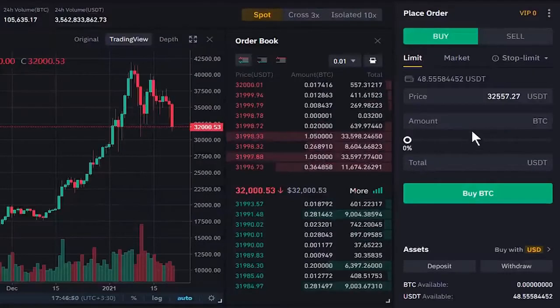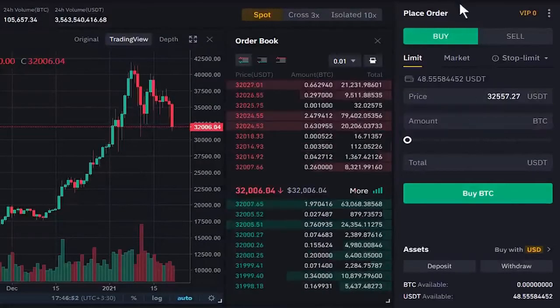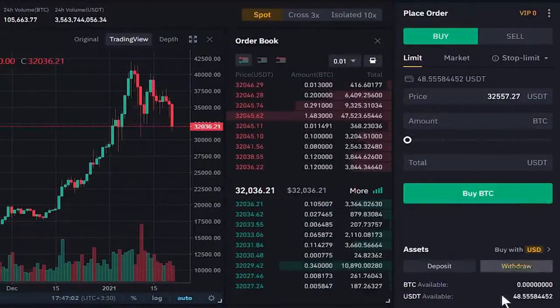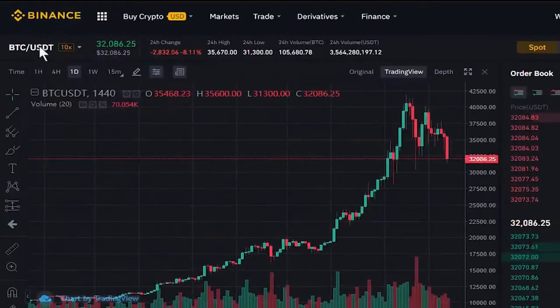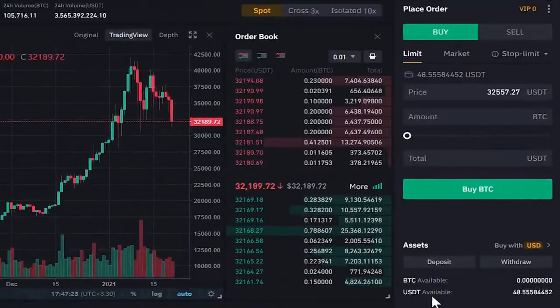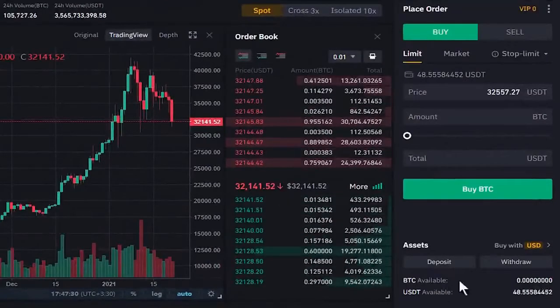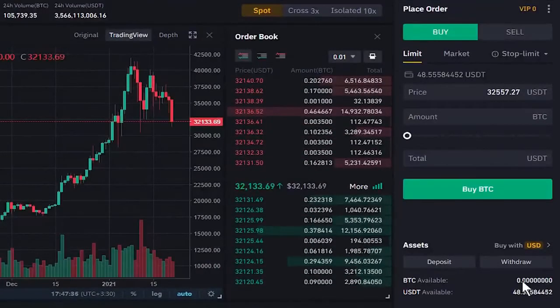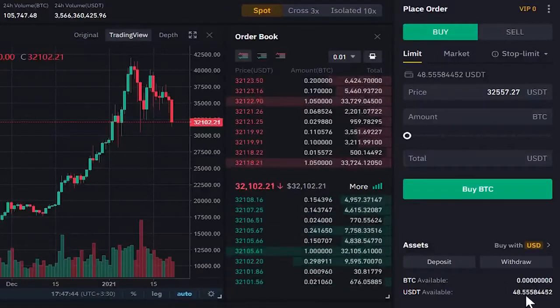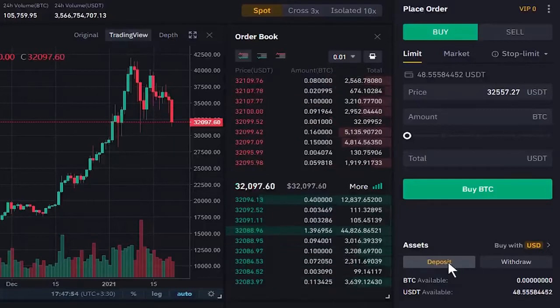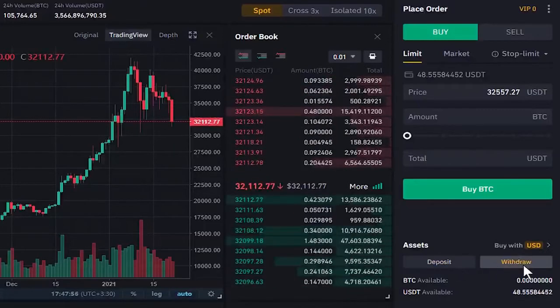Here in the far right of the window is where you buy or sell coins. Here in the bottom, we see our assets based on the pairs that we have selected here, and we can see how much of the coins we have available. As you can see here, we have 0 Bitcoin and we have something like 48.5 Tethers available. And here you can deposit or withdraw from your account.